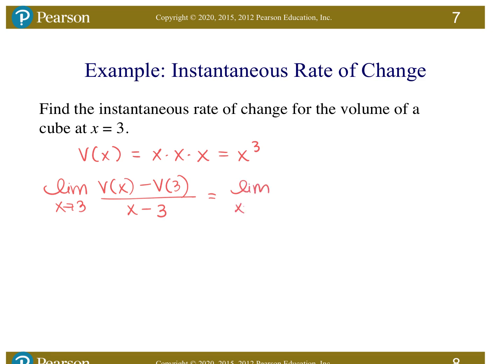So then we work through this. The limit as x approaches 3, the function for the volume of a cube is x cubed, minus v of 3 is 27, over x minus 3. And again, if I plug 3 in, I will get 0 over 0, which is an indeterminate form, which means I must be able to factor this somehow. Last week, we saw the difference of cubes in our homework.